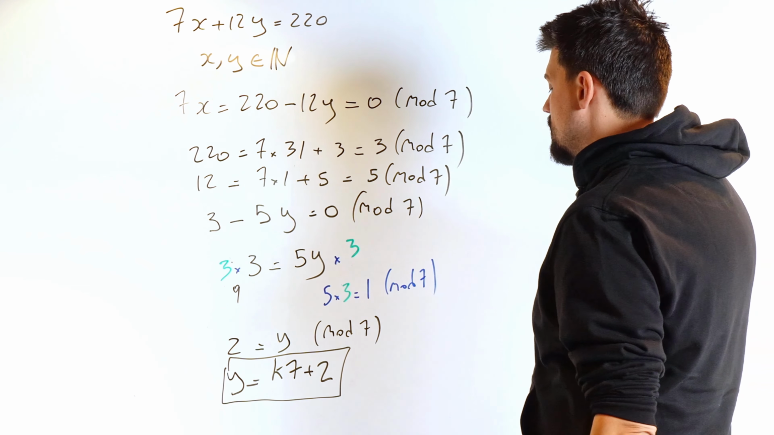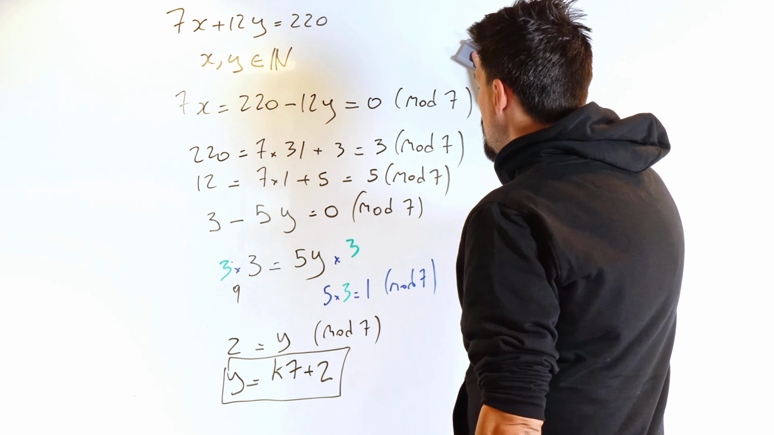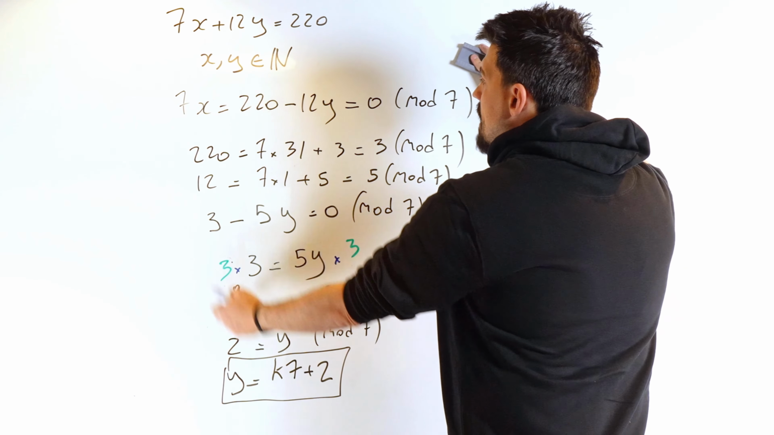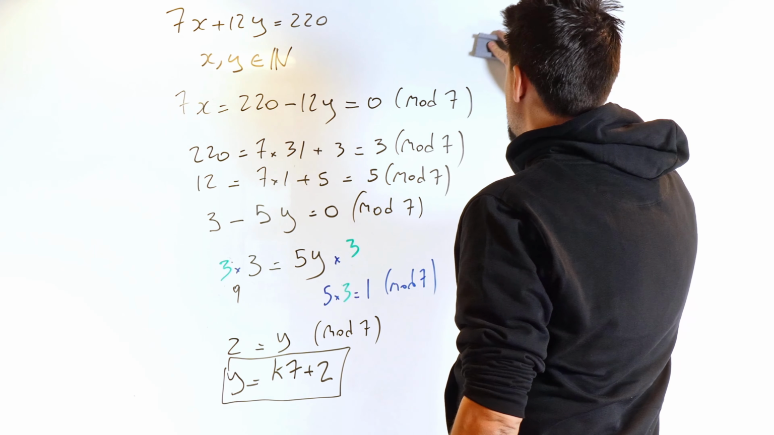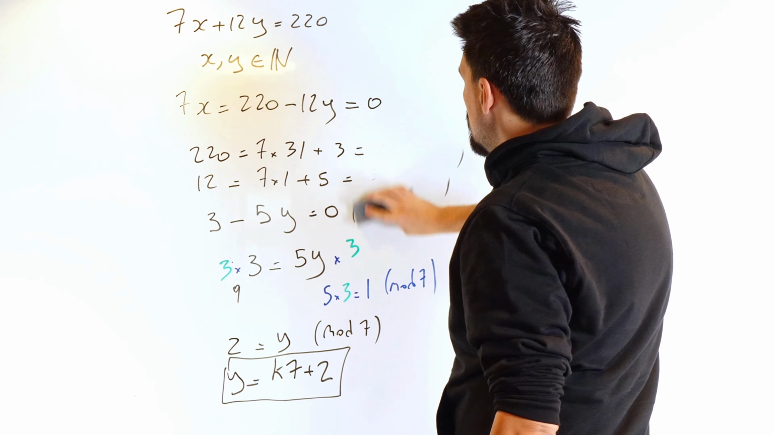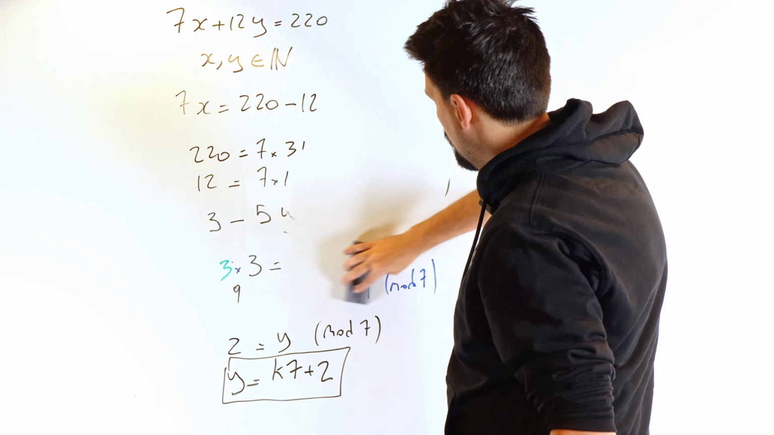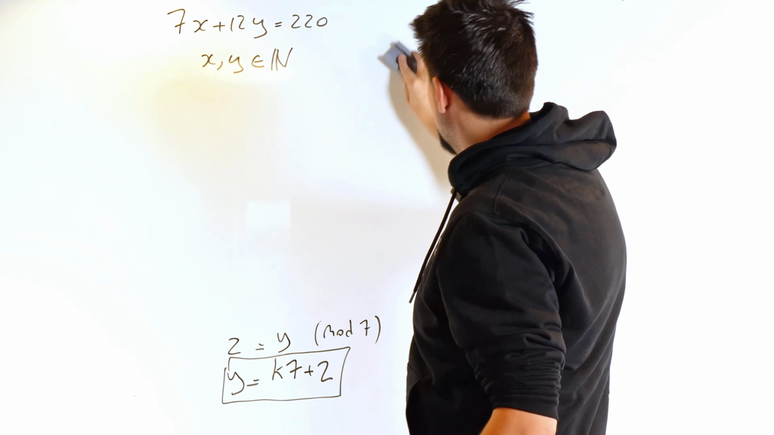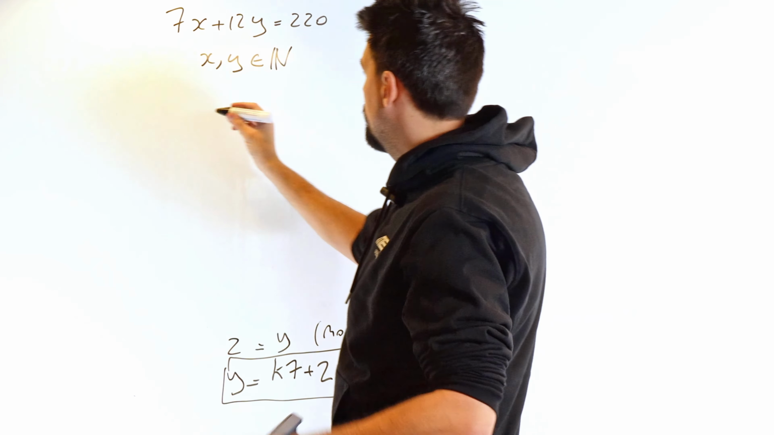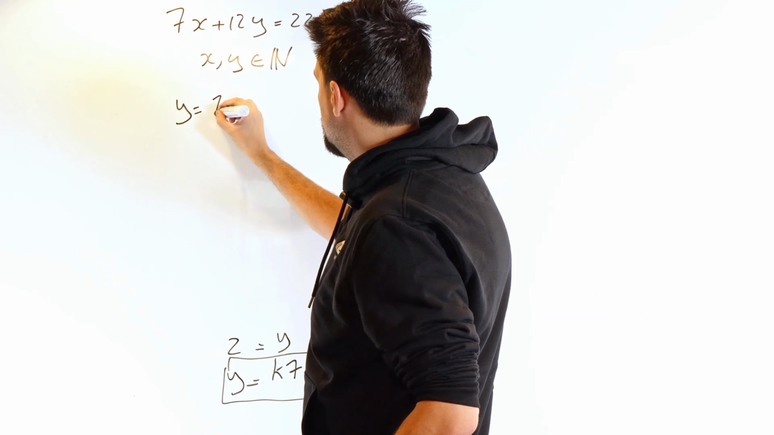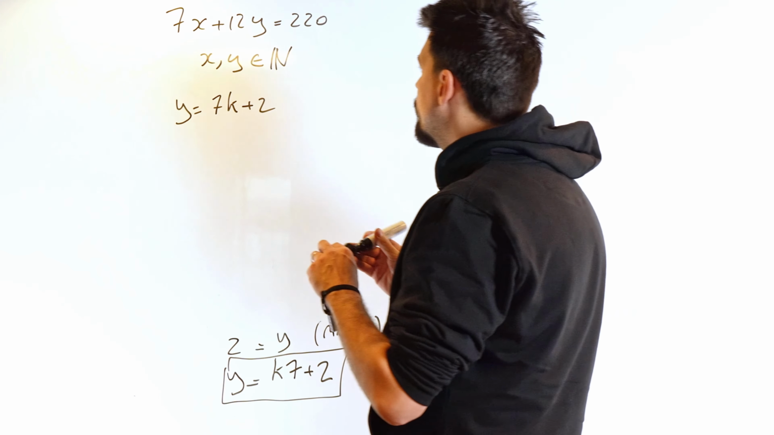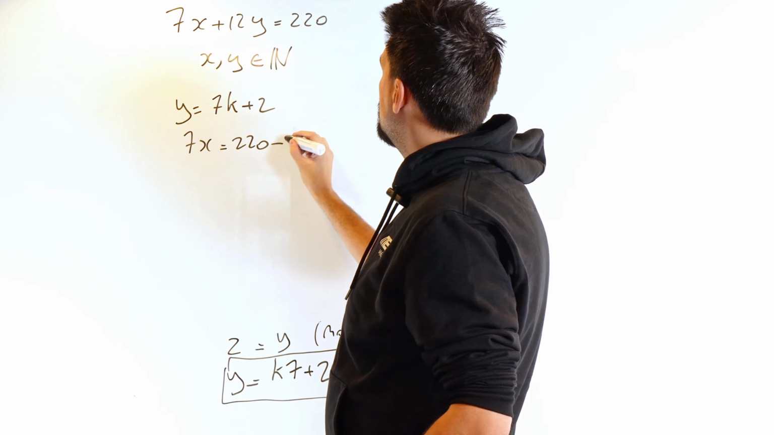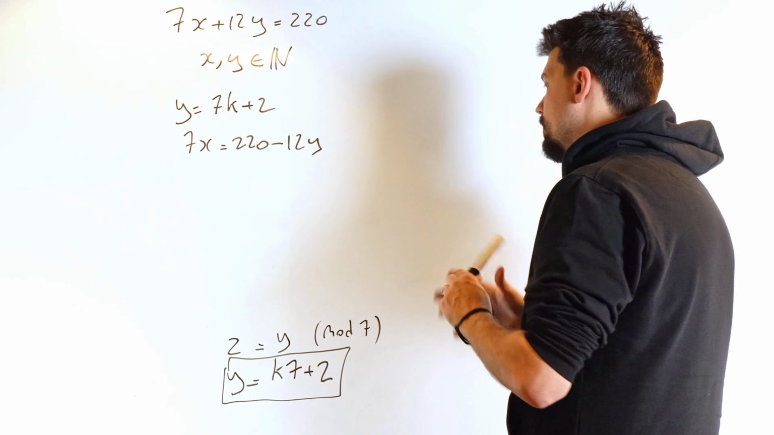So let's go back. So at this point, we've got this, and we are pretty set. That is a pretty easy condition to check. And now we need to find our values of x. And I'm a little bit out of space on the board, so we are going to go back. So we get y is 7k plus 2. Now, 7x is 220 minus 12y.